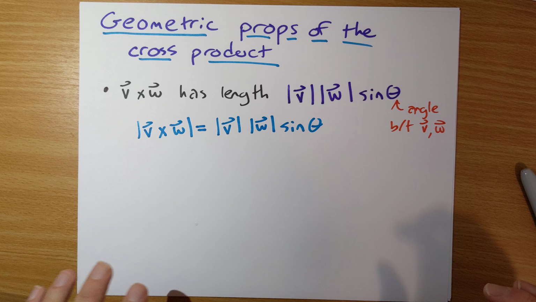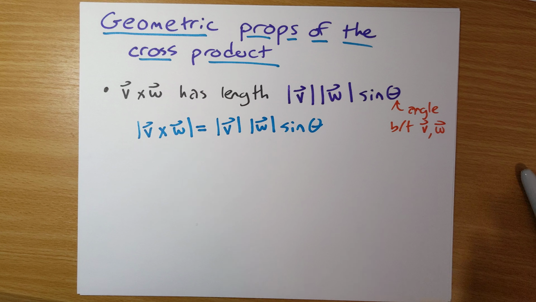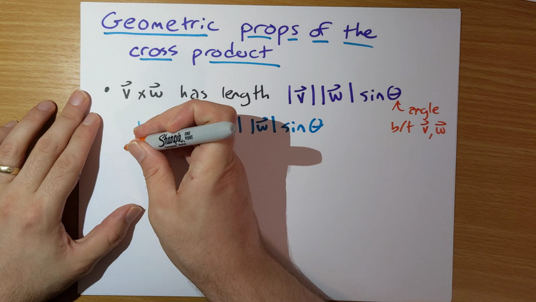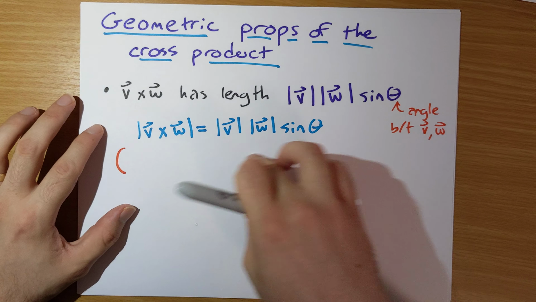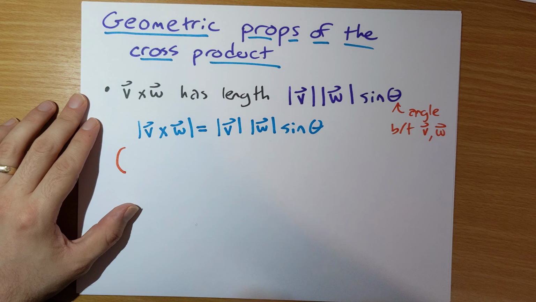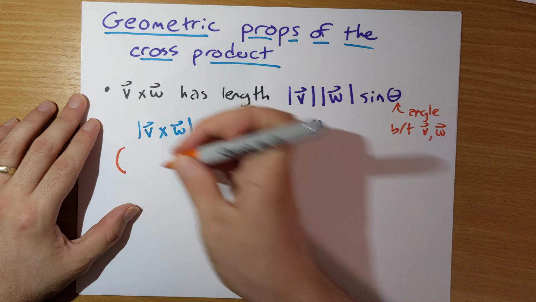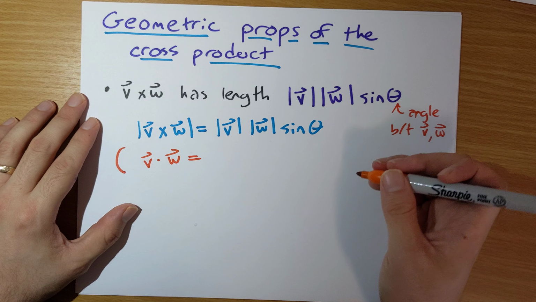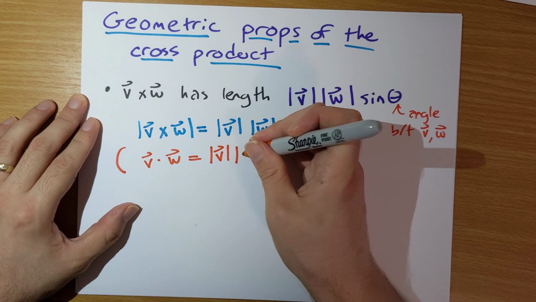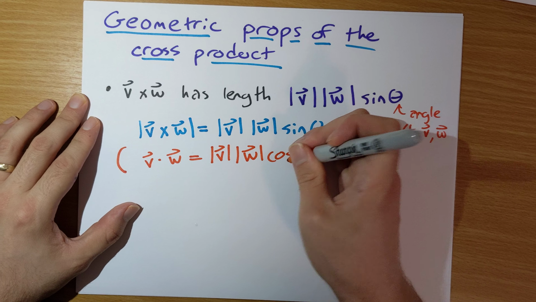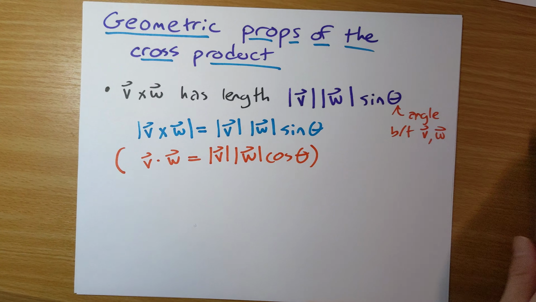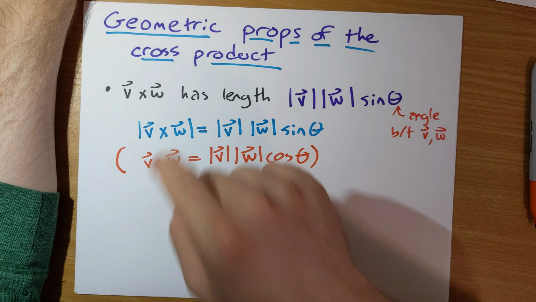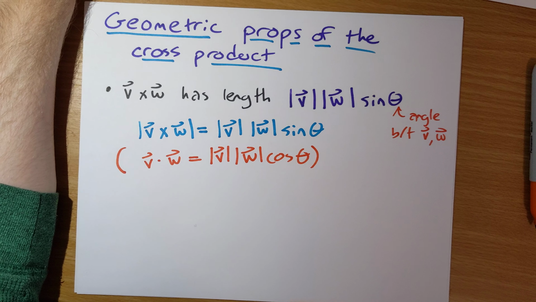And does this look familiar? Does this look familiar to you at all? Well, it probably should, although this isn't a geometric property of the cross product. I'm just going to slide this in here. Remember, what do we know about the dot product and cosine? V dot W is equal to the magnitude of V, the magnitude of W, times cosine theta. So these two do look very, very similar. So this is the length of V cross W.